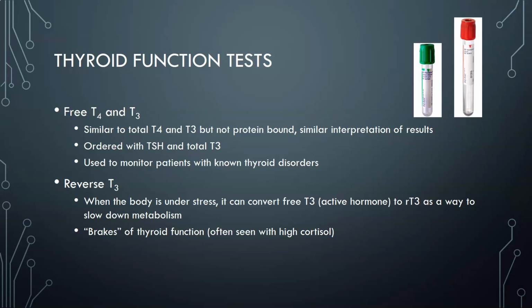And then there's also the reverse T3. This one is not often done by physicians, but when the body is under stress, it can convert the free T3, the active thyroid hormone, to reverse T3 as a way to slow down metabolism. It's also often referred to as the brakes of thyroid function, and is often seen with high cortisol, which of course is linked to stress.